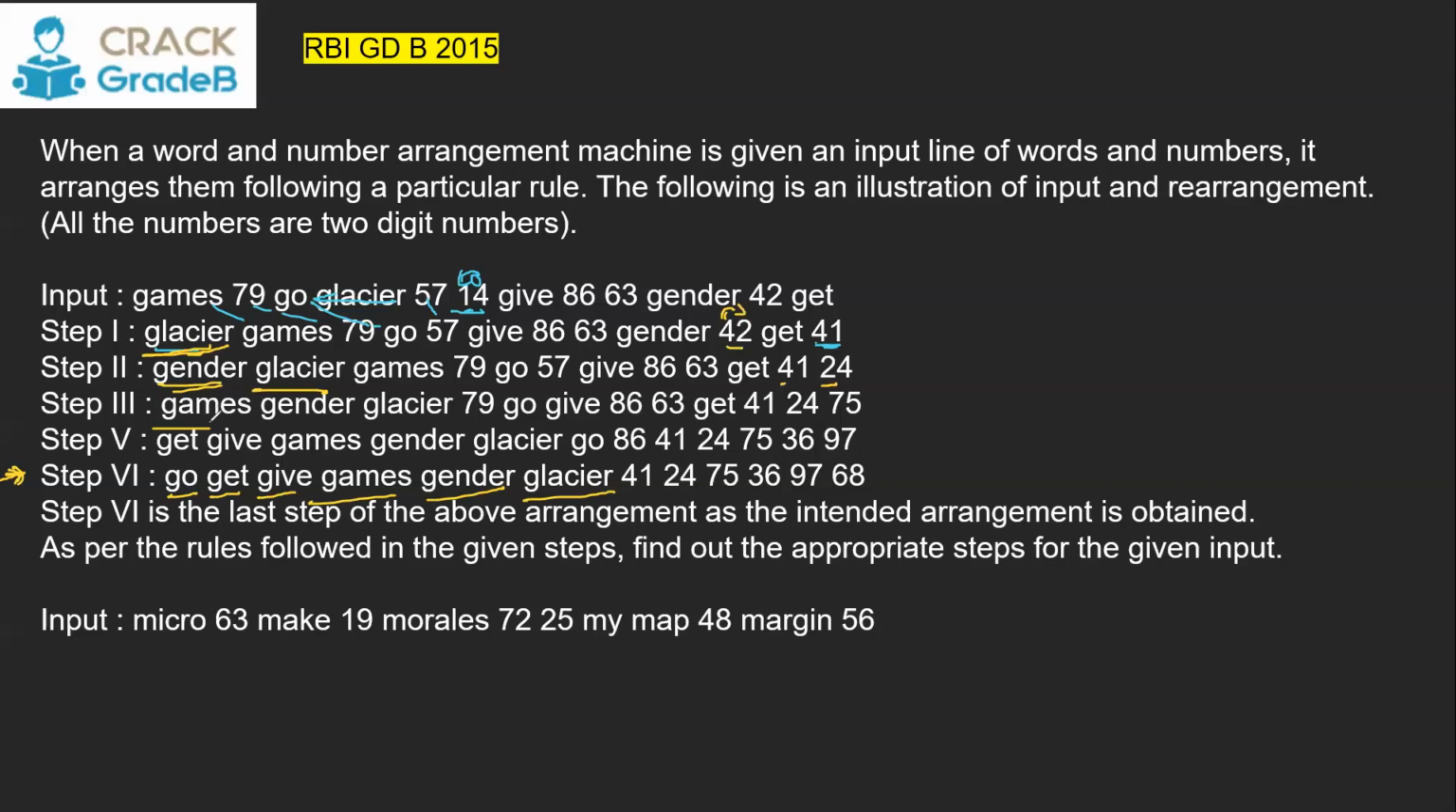So the last arrangement will have the words in ascending order and the numbers also in ascending order, but in inverse form. I mean the interchanged number form. This was 14, 42, 57, 63, 79, and 86. Similarly, you have to apply it on the same input. There will be 5 questions asked. So you can just make the list like we made. Complete steps you can write down and answer the questions.